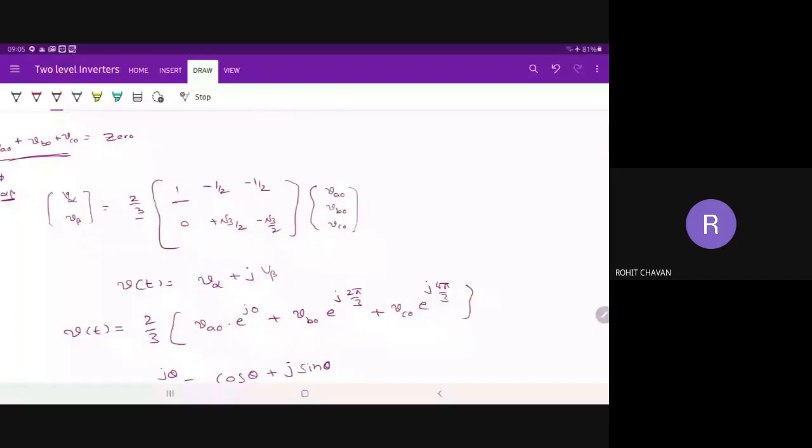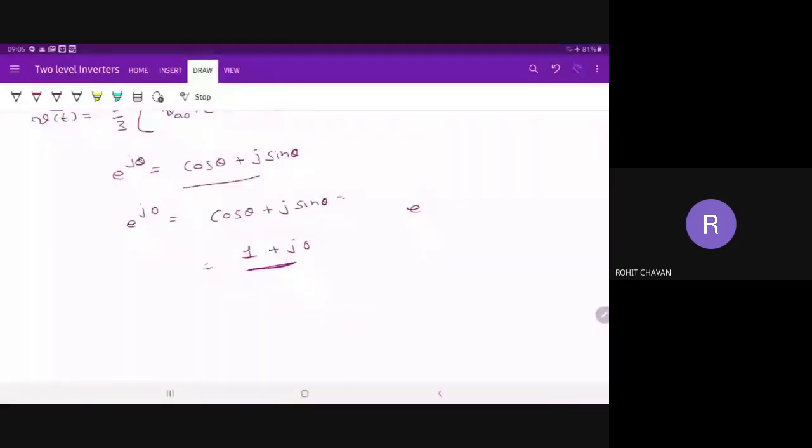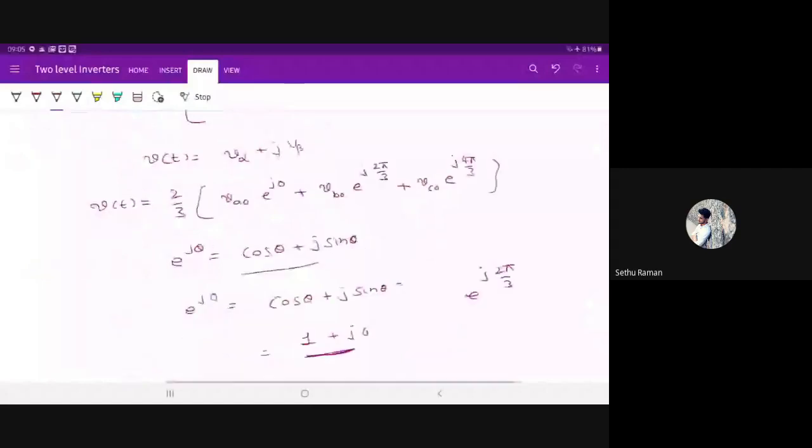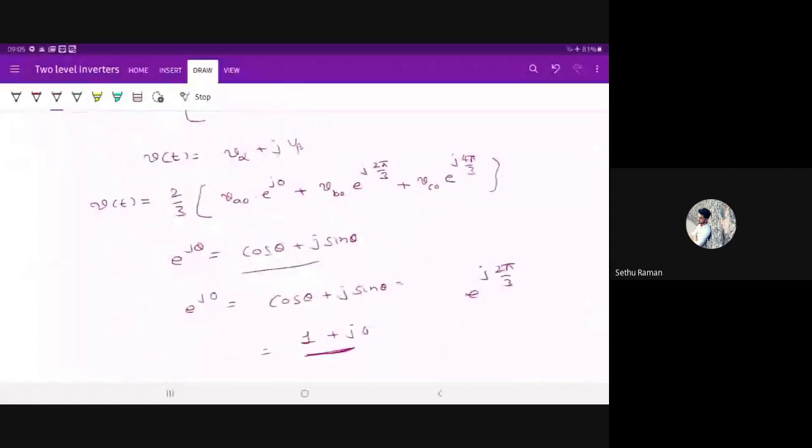And what is e to the power of j2π/3? If you substitute here, you will get the rest of the things, right? Clear? It's clear. Yes, sir. It's clear, right? Okay.